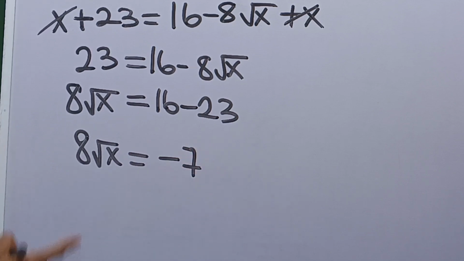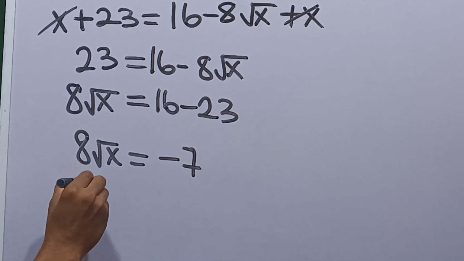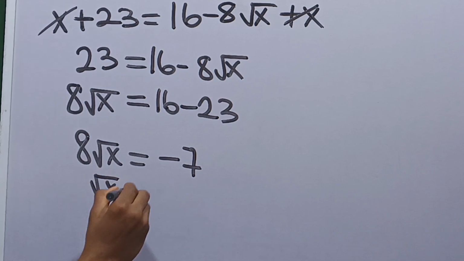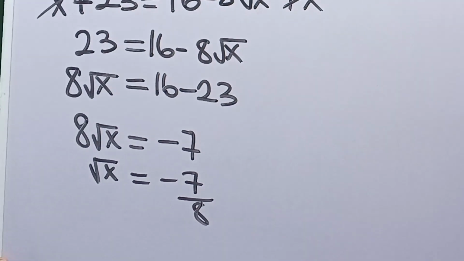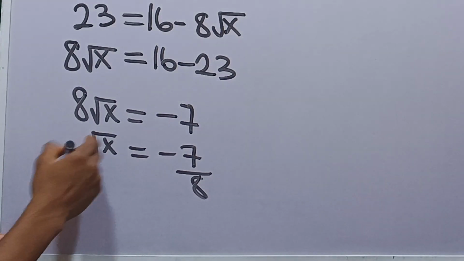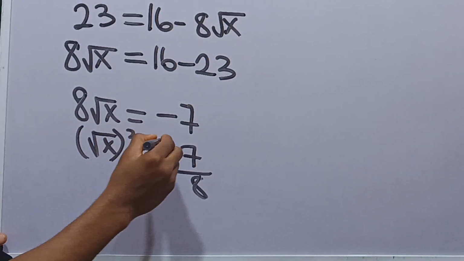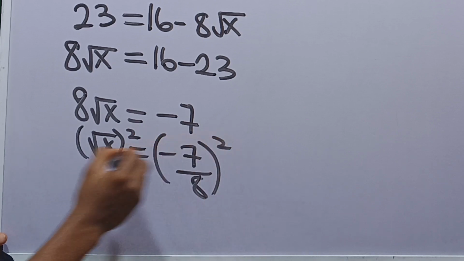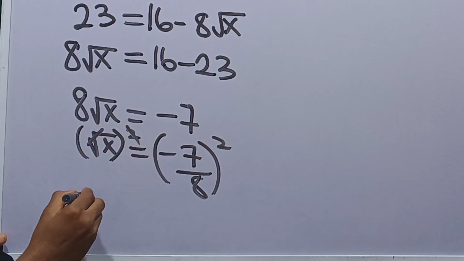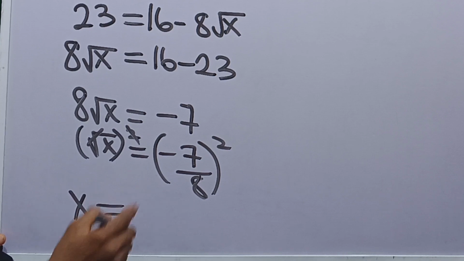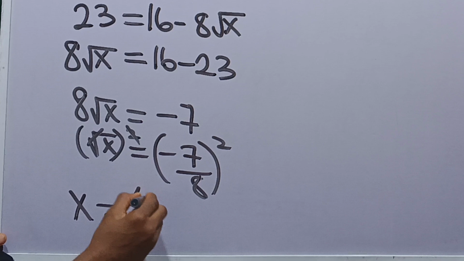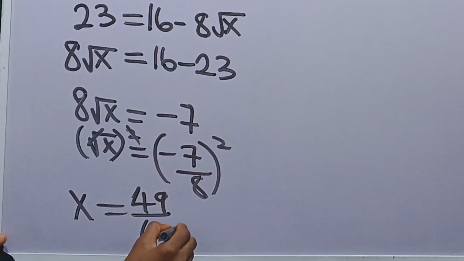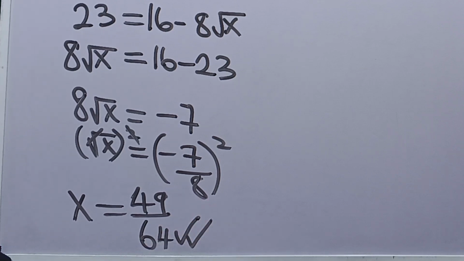Okay, now from this point you can see that we have that root of x is equal to negative 7 all over 8. Okay, now squaring both sides of this equation, you can see we can eliminate this square root sign by doing that, so that we have square root and square cancelling out, so that we're left with x to be equal to minus 7 squared is positive 49, so you have plus 49 divided by 8 squared to be 64. Okay, and this becomes the final answer to this question.